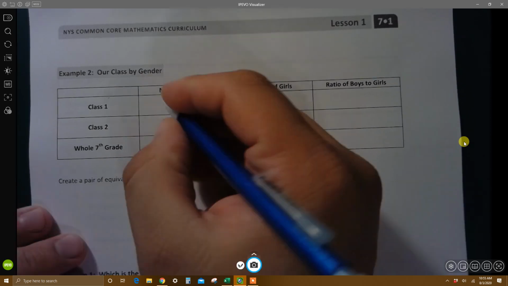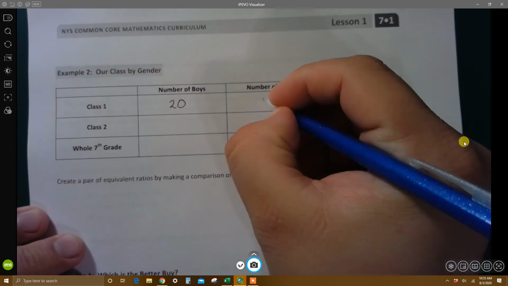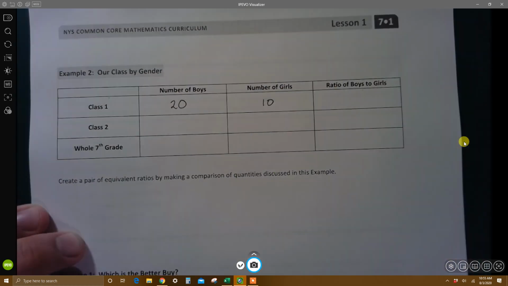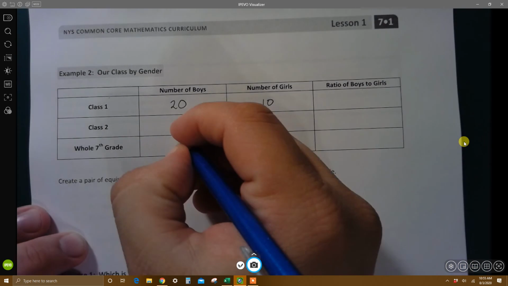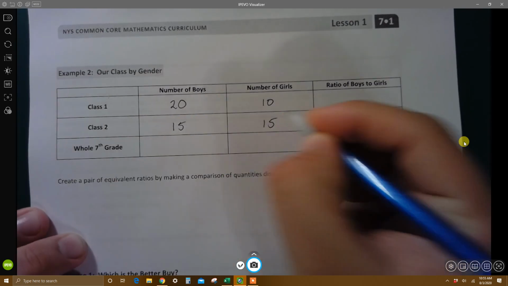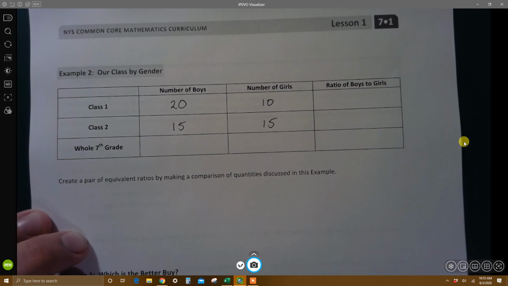So I'm going to say class 1 has more boys than girls. So we're going to say there are 20 boys to 10 girls. In class 2, we're going to say they're even, 15 boys to 15 girls. So what's the ratio of boys to girls in class 1?